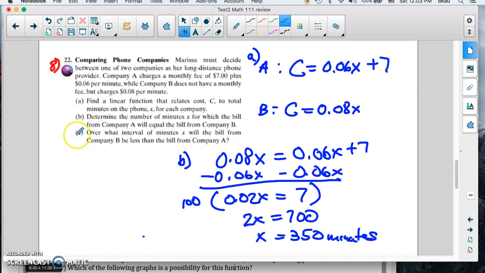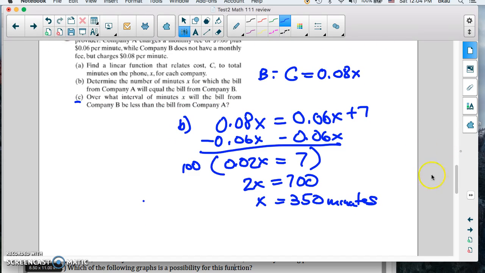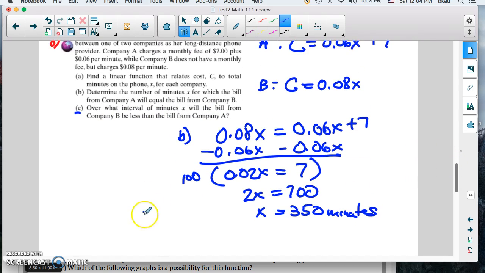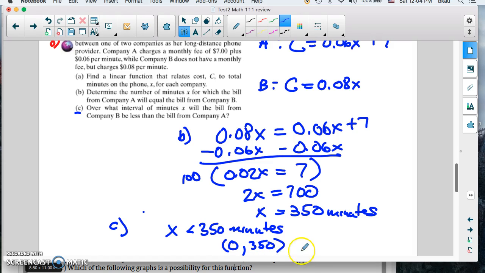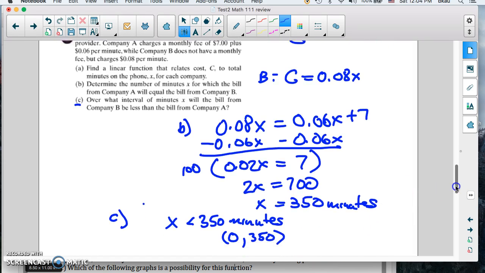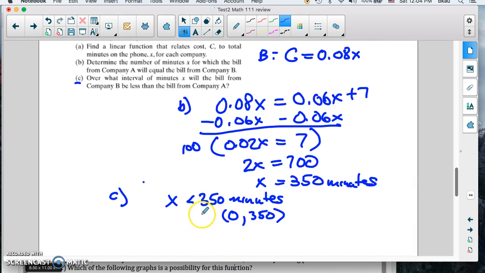So what we're hearing on part C is just asking us what interval of x will the bill from company B be less than the bill from company A? Well, B should be less to start with because it doesn't have a fixed fee. So for letter C, that would be x less than 350 minutes for that interval. Now you could write it as 0 to 350 as your interval notation, or you could use the inequality notation.